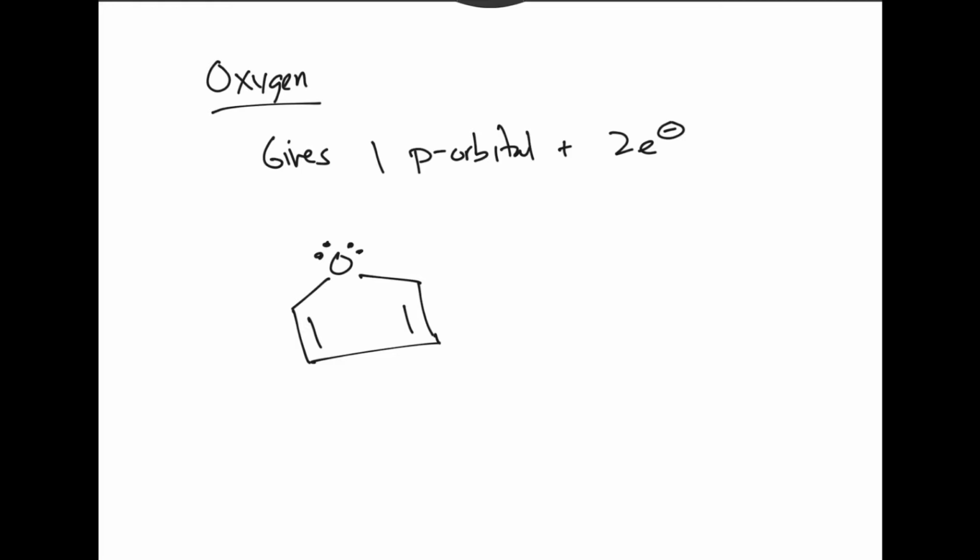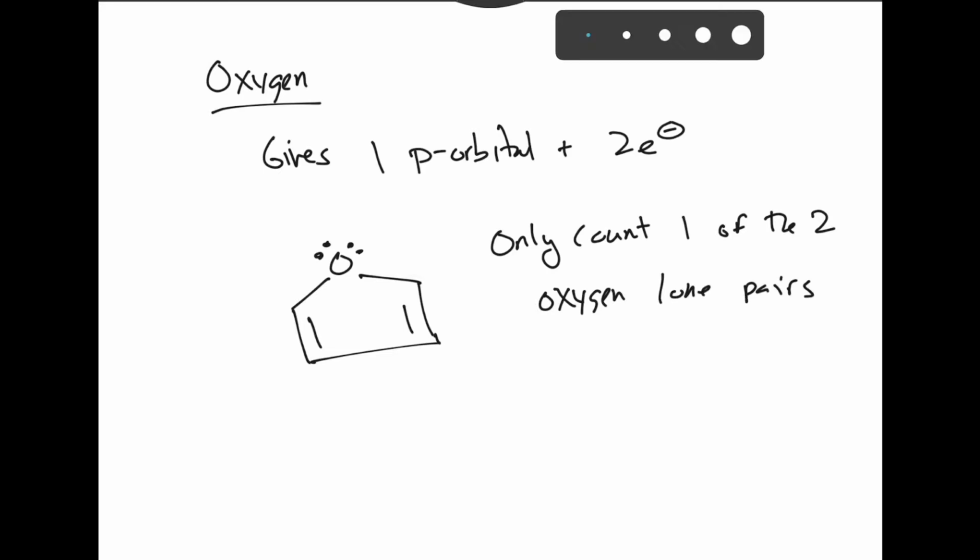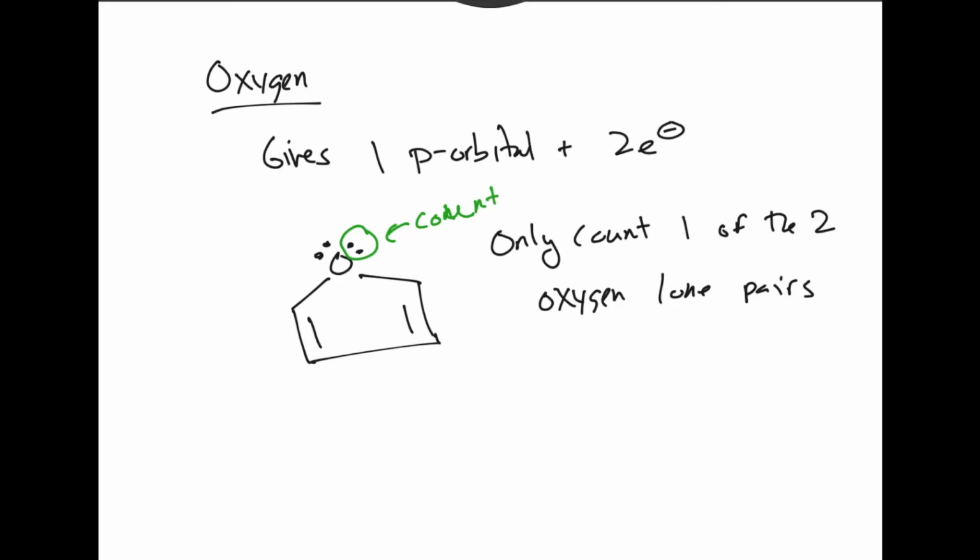Oxygen has 2 lone pairs. We only count one of the 2 oxygen lone pairs. Great, so we count this. And we don't count the other one. I'll tell you why in a second. I'm not just going to leave you hanging. All right.